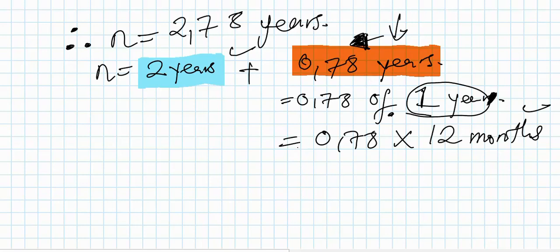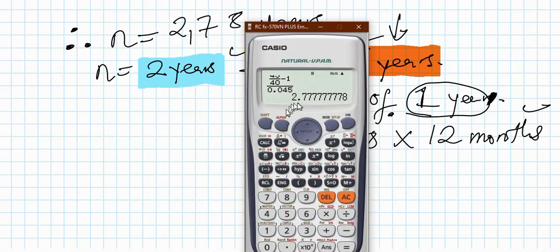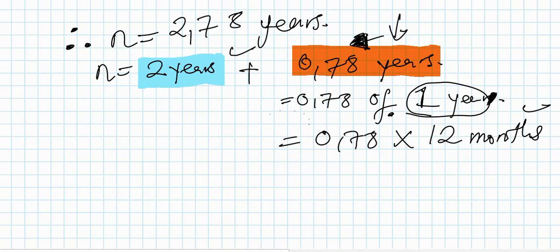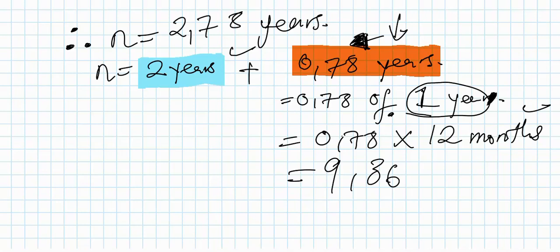So now, what is 0.78 multiplied by 12? So let's put that there. 0.78 multiplied by 12. I'm looking for months now. What do I have? 9.36. Easy. So I have right here 9.36. Right? So now I'm set. I can leave this in months if the question requested me to leave it in months. If it said leave it in days, I'd also have to convert this decimal into days. But now I'm going to do it in terms of years and months.